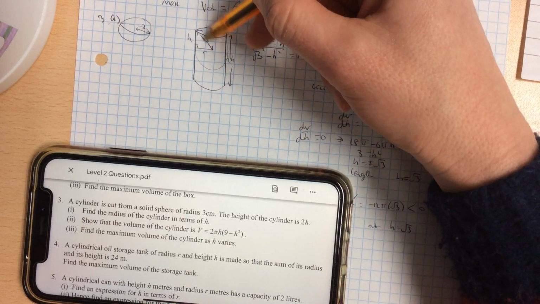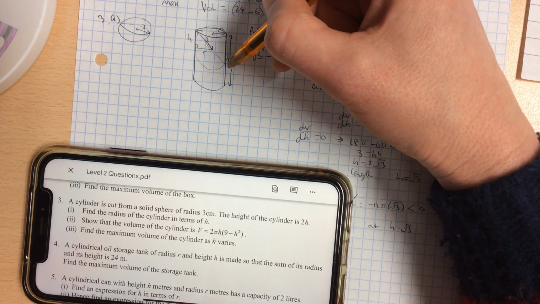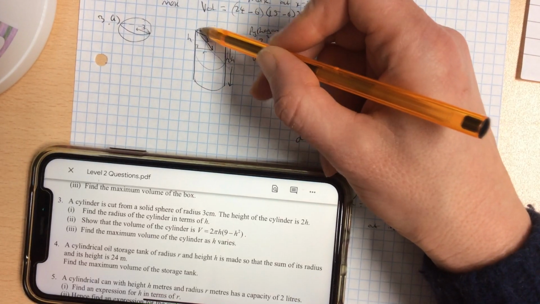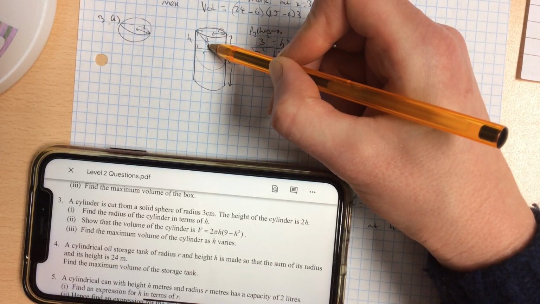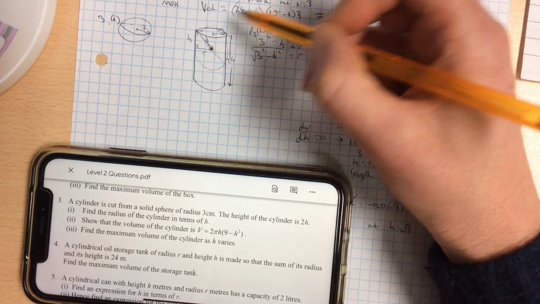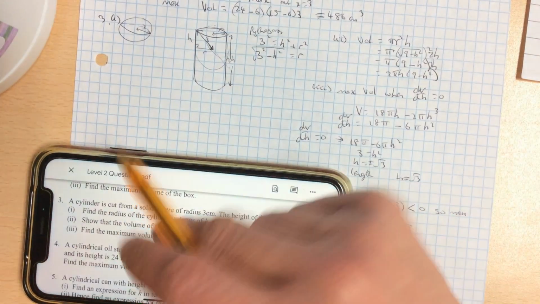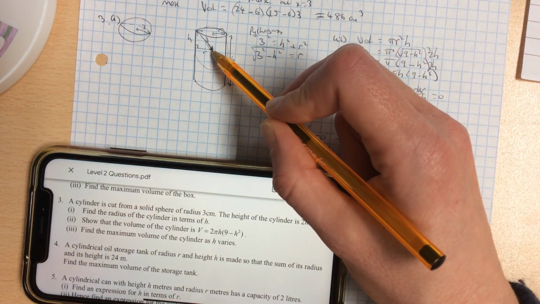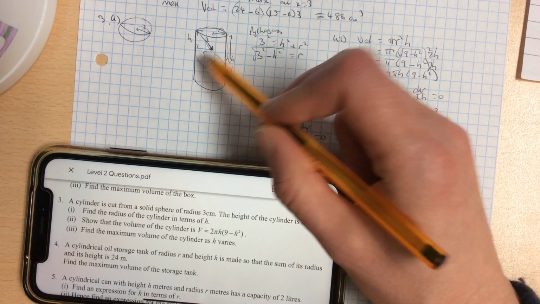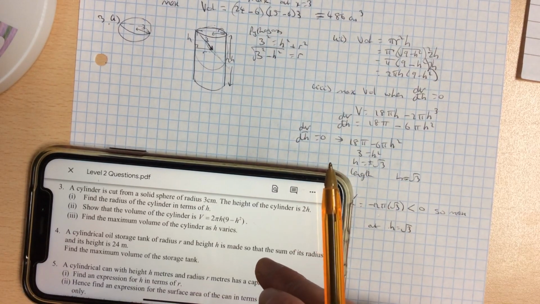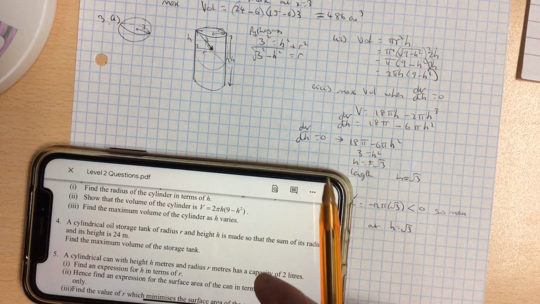Okay, the diameter of the sphere is 6. So if you see here to here, that's the radius of the sphere inside. If you use Pythagoras' theorem in there, 3 squared equals h squared add r squared. So r squared is going to be 3 squared minus h squared. It's very tricky, that wee one, to be fair.